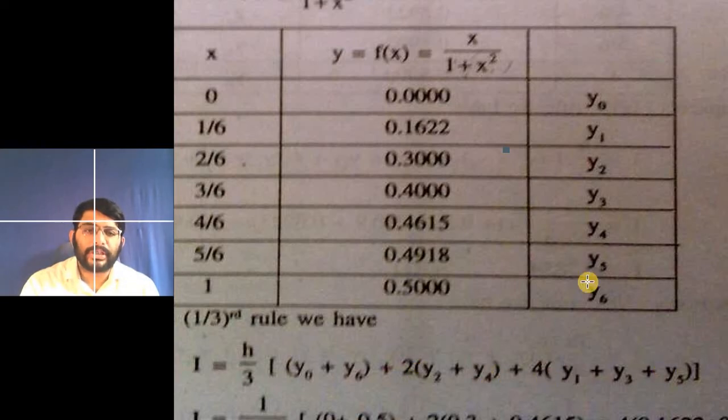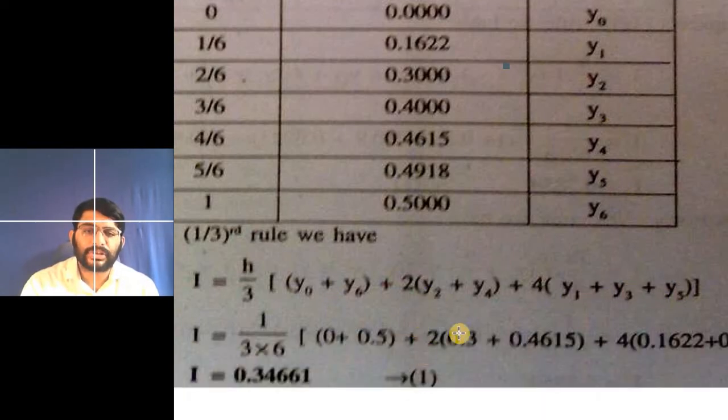Sum of odd ordinates: y0, y6 are already taken, and y2, y4 are already taken. What is left? Left are the odd ones, y1, y3 and y5. y1, y3 and y5 are taken. The respective values, if you substitute here and calculate, you are going to get the value of I. So in this case, I is equal to 0.34661.